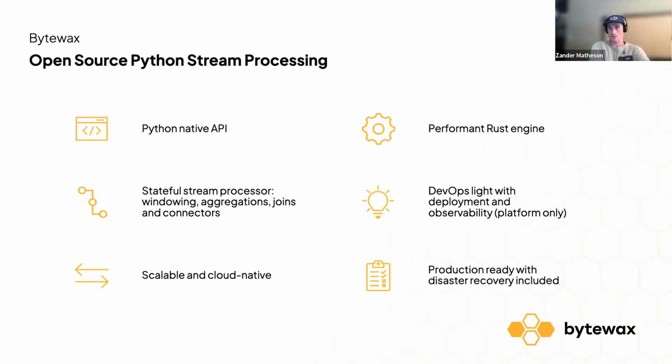You can do the stateful things you generally need to do with stream processors to make sense of a stream of data, which is windowing, aggregating, joining, connecting different systems together. We have a commercial platform offering that provides a lot of operational capabilities on top of Bytewax, and we actually recently launched an AWS Marketplace offering. So that's a lot of the DevOps-light part of it. Bytewax is scalable and cloud native, and it has everything you need to run in production, which is when you go down, you're not going to lose state. There's recovery built in, and we'll talk a little bit more about state in a second.